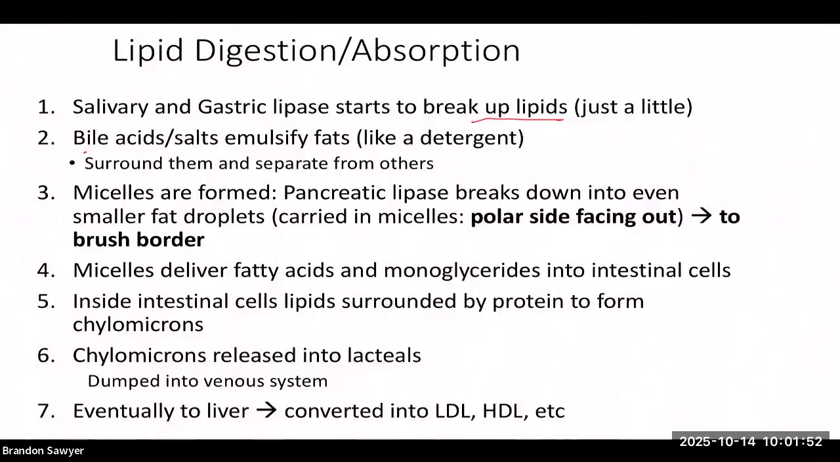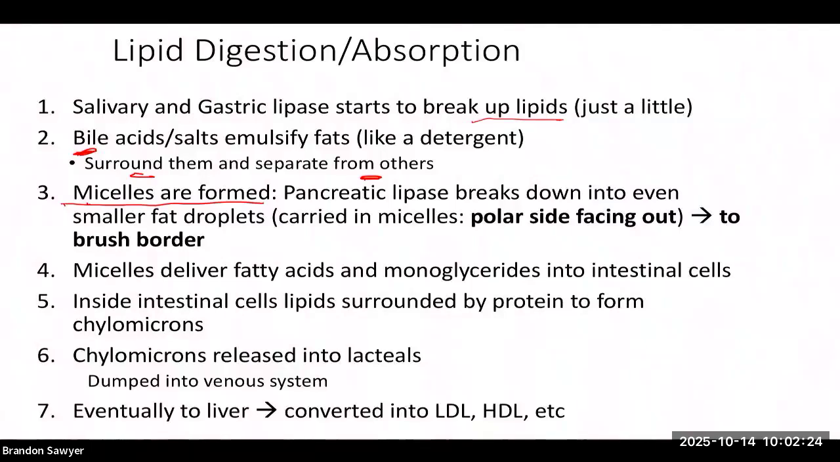And then we get down into the small intestine. And like we talked about last time, bile acids are the key here in breaking up those big globules of fat into smaller globules of fat. Again, they surround them, separate them from the other globules of fat, and make smaller globules, right? And with that, we form those micelles. We looked at those last time, where those bile salts surround them, with the polar side on the outside towards the water, the non-polar side on the inside towards the fat, right?